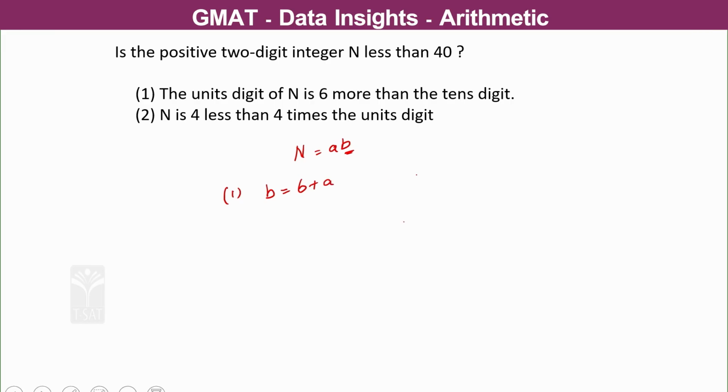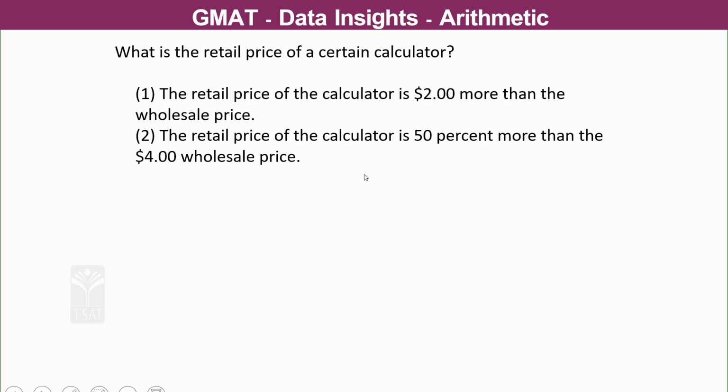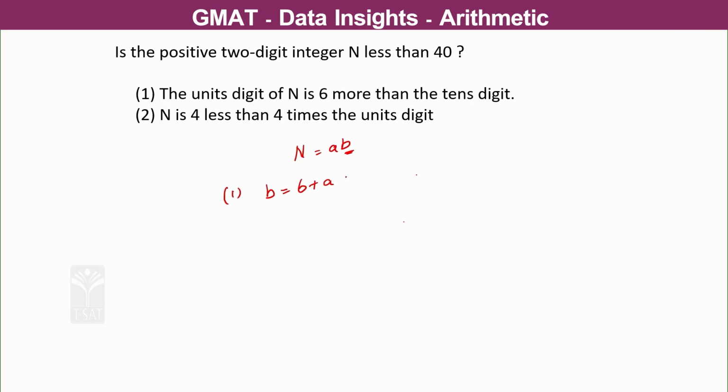Let us look at all the possible values that a and b can take here. If a is equal to 1, b is equal to 7. If a is equal to 2, b is equal to 8. If a is equal to 3, b is equal to 9. But if you increase a beyond this, a becomes 4, then b becomes 10, which is not possible because a and b are digits, and they cannot be beyond 9.